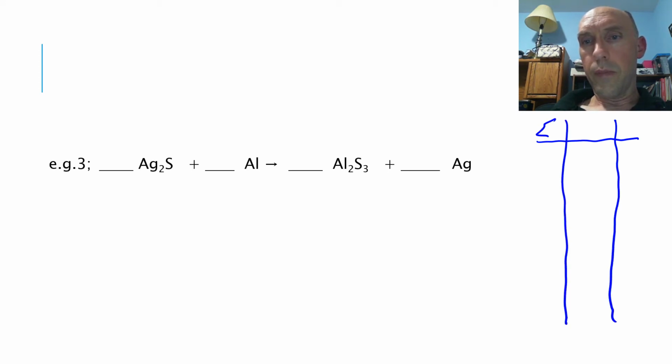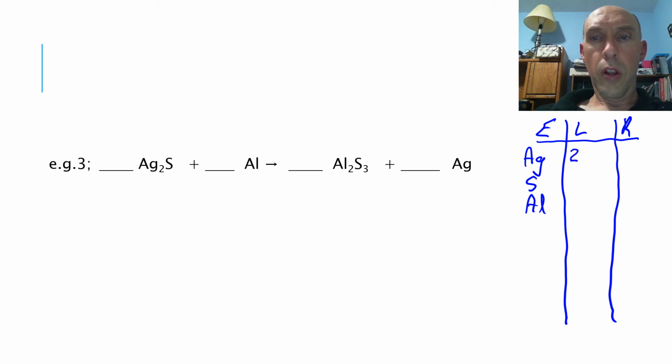And so we have E, L, and R. This time that's that tarnish reaction from your writing reactions. So we've got silver, sulfur, and aluminum. Left-hand side, we see the subscript 2 for the silver. There's no subscript on sulfur, so there's 1. No subscript on aluminum, so there's 1.